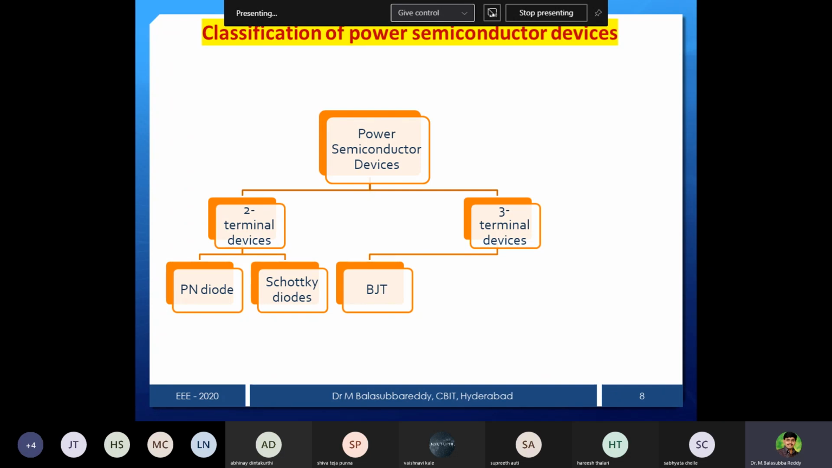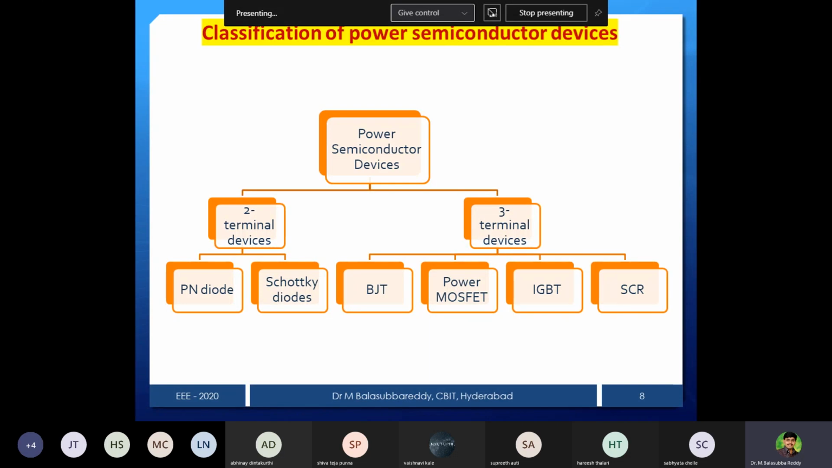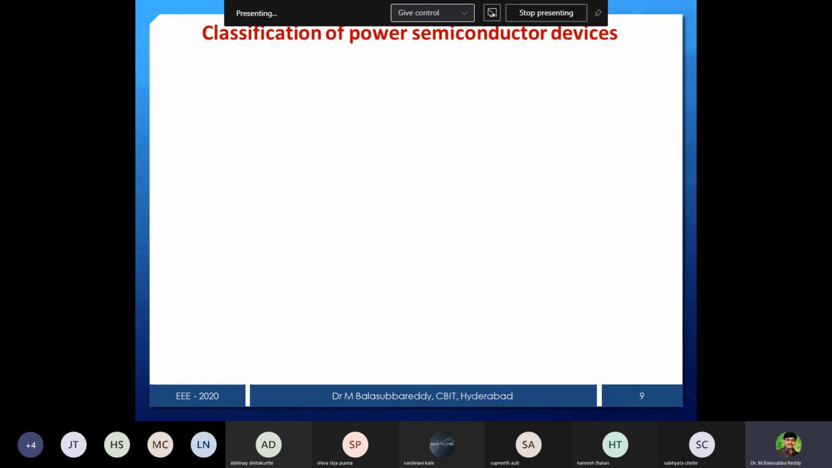So now, three-terminal devices. BJT is a three-terminal device, with base, emitter, and collector, and then power MOSFET, with drain, source, gate, like that. So we have IGBTs, with collector, emitter, gate. So these are some of the devices we have in power semiconductor devices, two-terminal devices as well as three-terminal devices. Anyhow, SCR is known to you. That is a thyristor. So this is one classification.